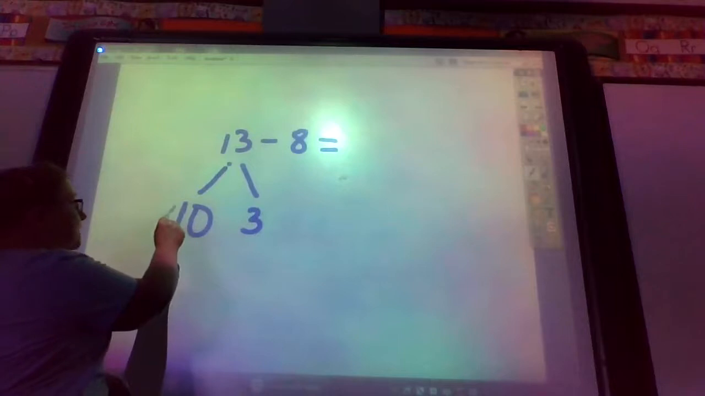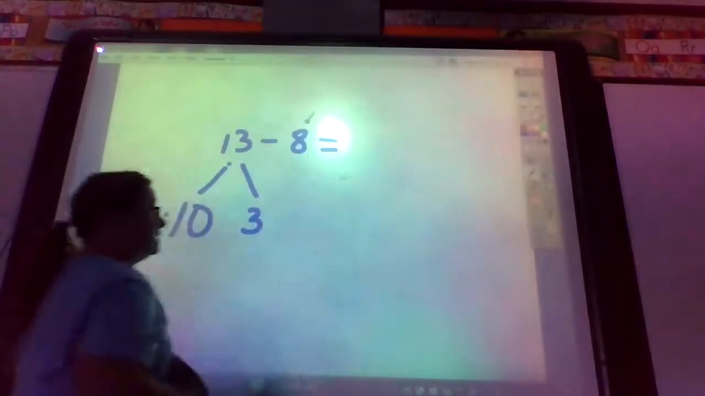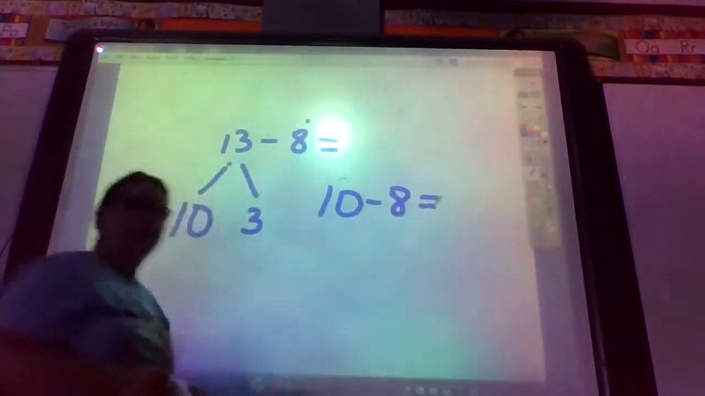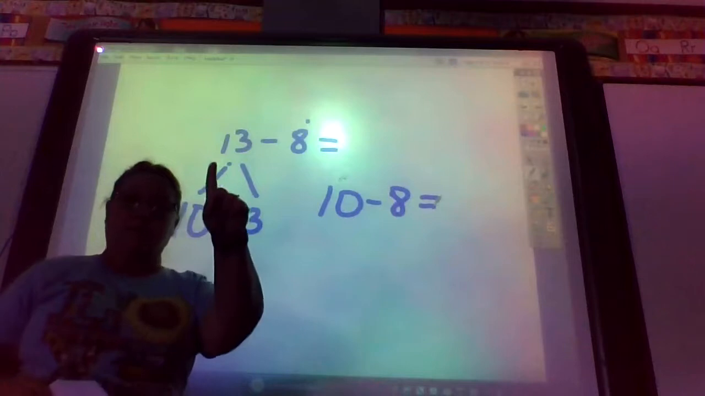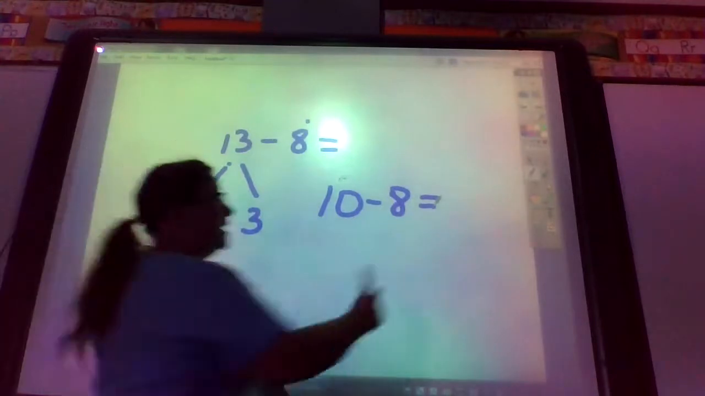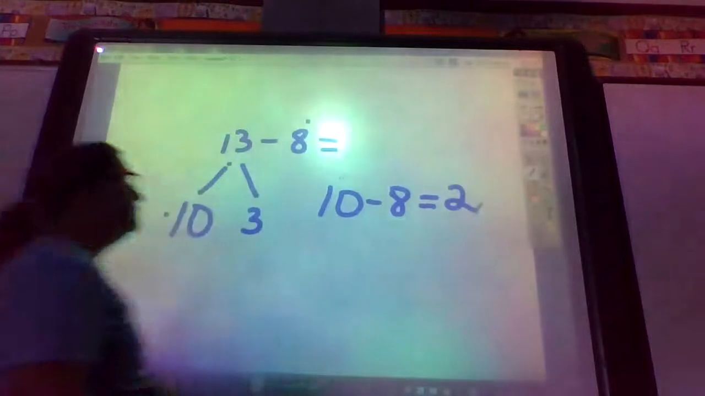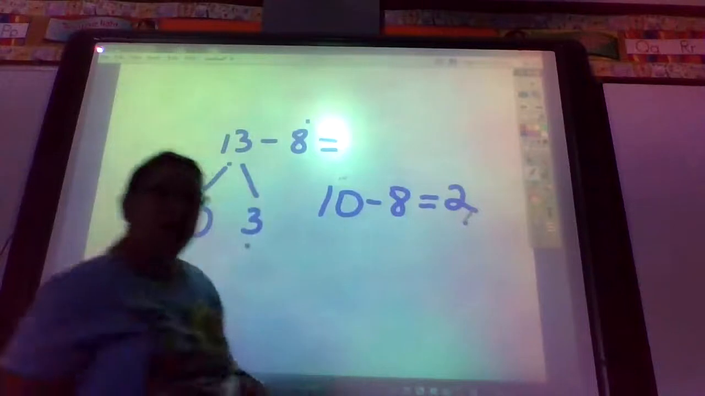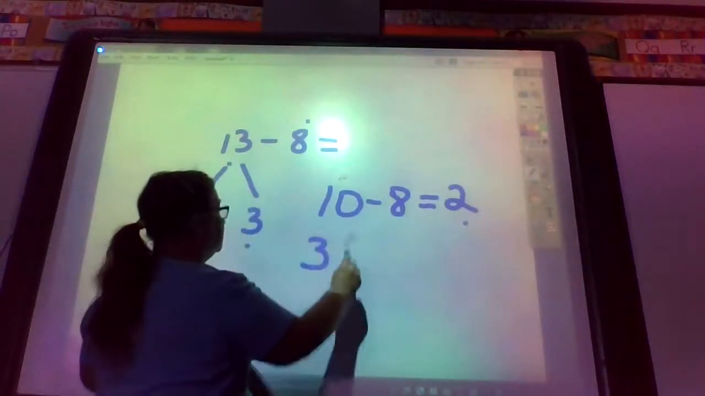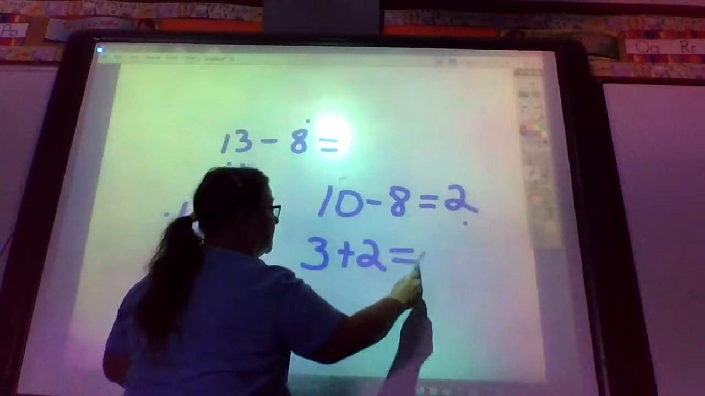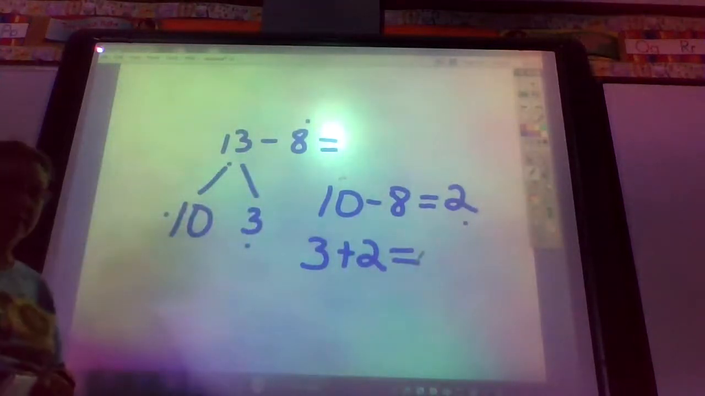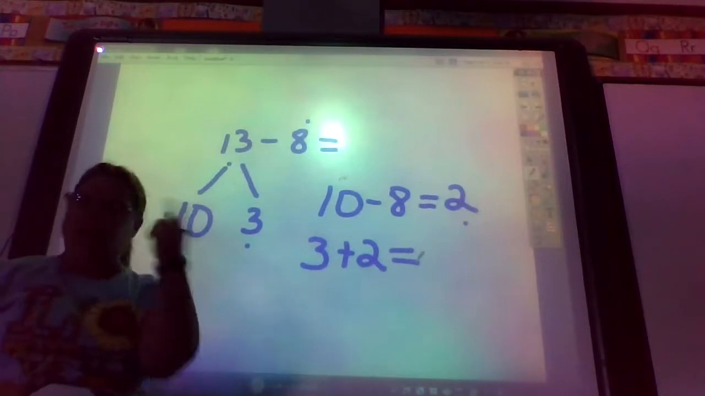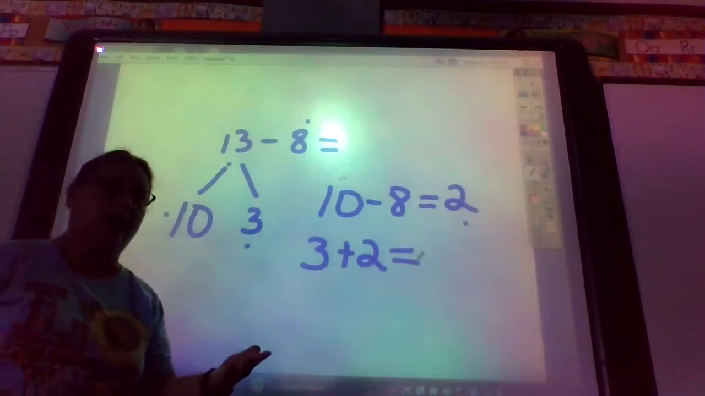Hey, I'm going to use my 10, and I'm going to use my 8. 10 minus 8. Here we go. 10 minus 8, that's easy. 10, I repeat 8, 9, 10. I have 2 left. Okay? Now, I'm going to use my 3, and I'm going to use my 2, and add them together. 3 plus 2 equals. I don't have a slide number there, but I can easily think of what 3 plus 2 is. Okay, I can think in my brain. 3 plus 2 is 5.